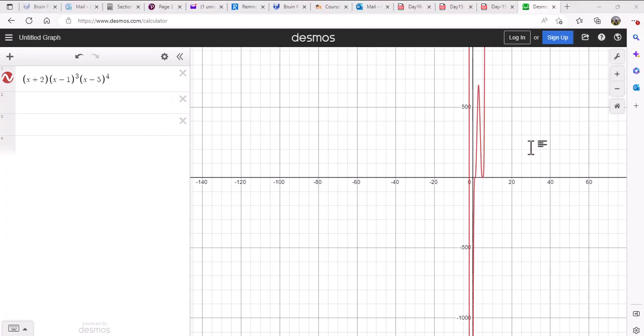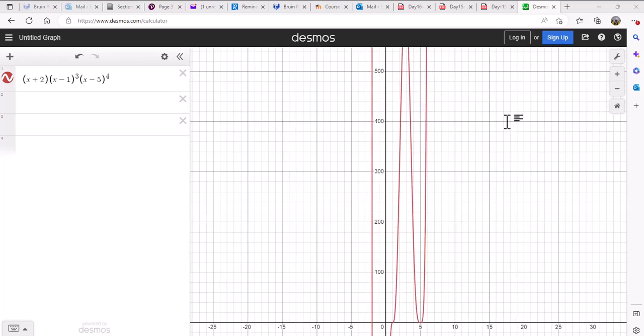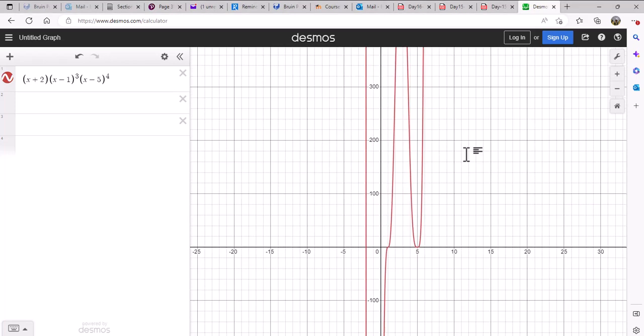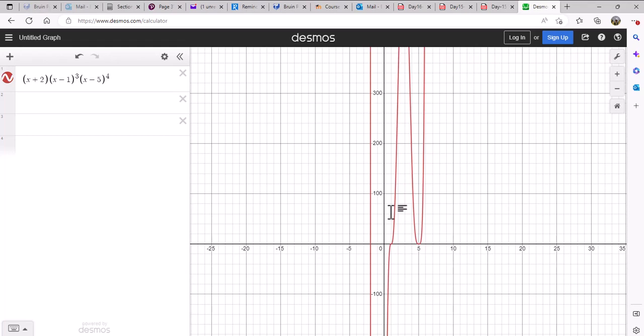So here's the graph, and I zoomed it way out so you could see that again, it's going to be going up to the left and going up to the right. But let's zoom in now on these roots. We said that at the root of -2, which is right here, it's going to pass through because it's an odd multiplicity. When we have the root here at 1, it's going to pass through because it's got an odd multiplicity. And at the root at 5, it's going to touch, not go through, and that's an even multiplicity. So we're going to go over to a worksheet and practice this as well.